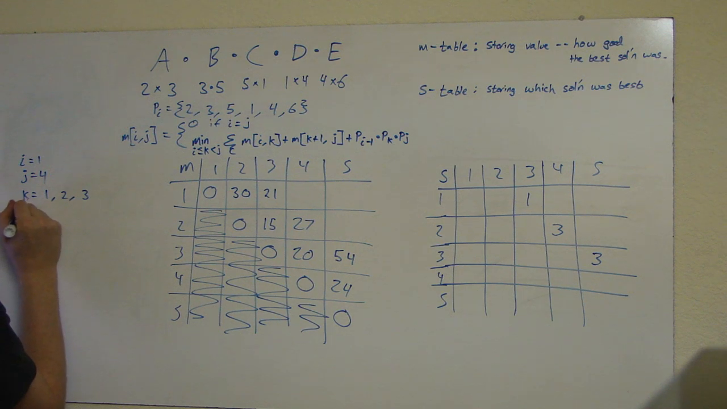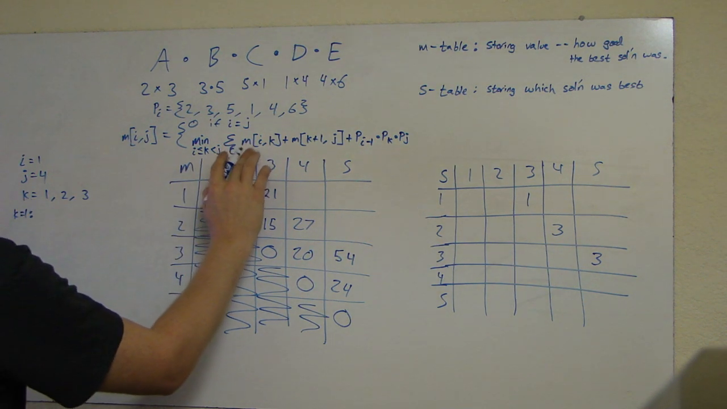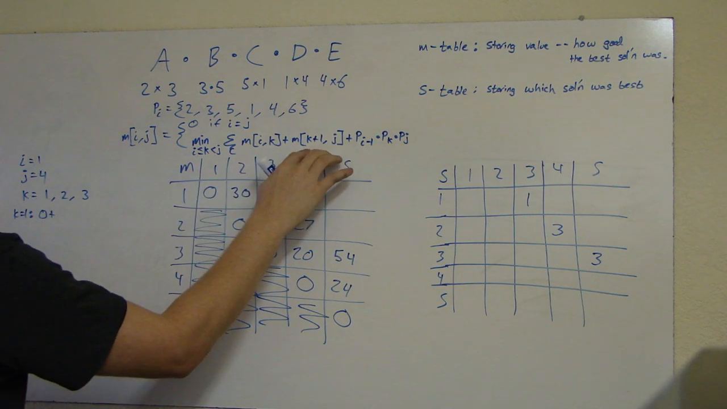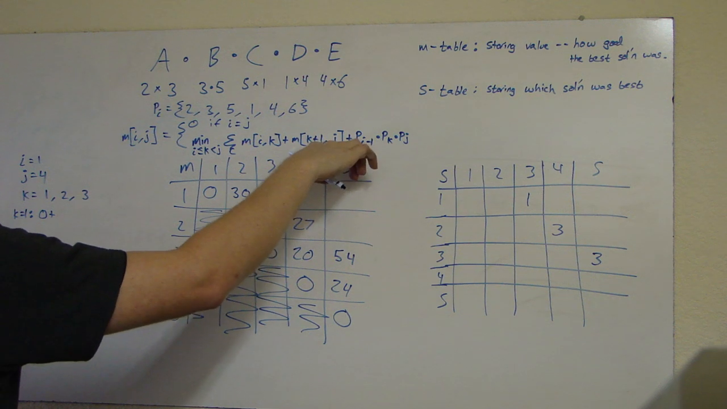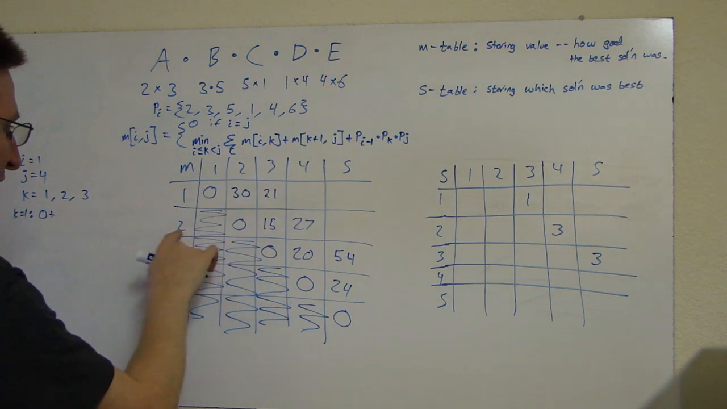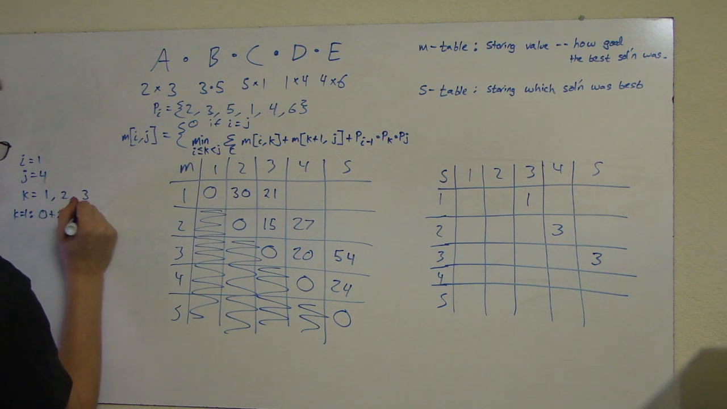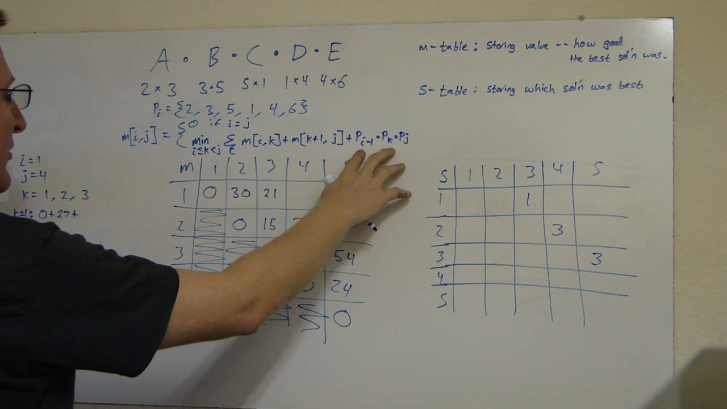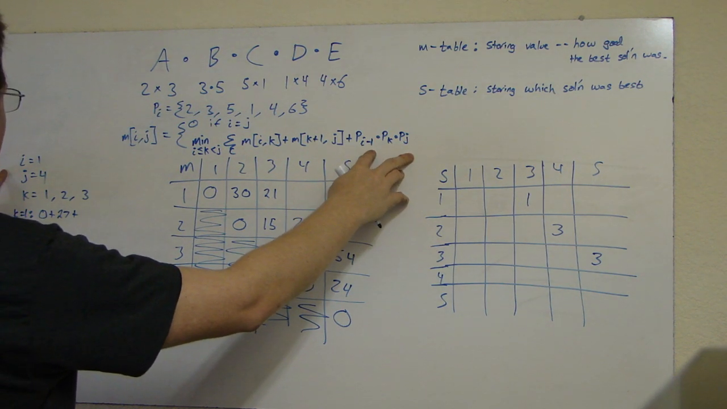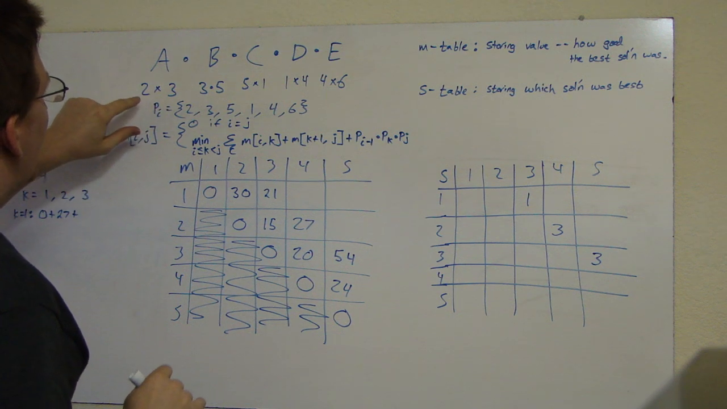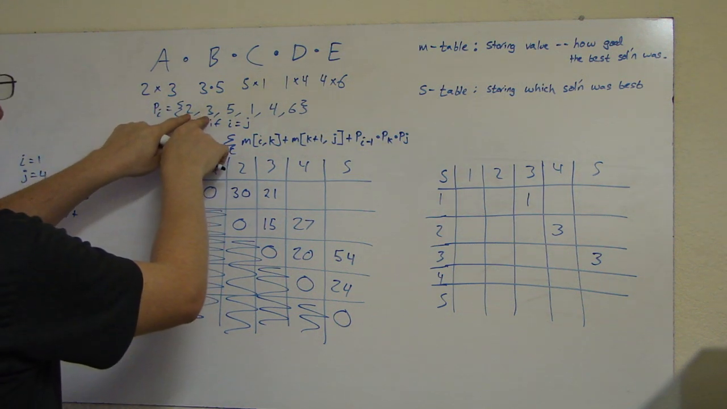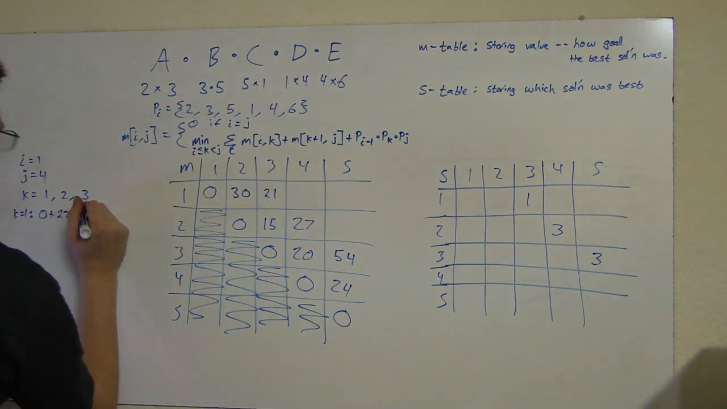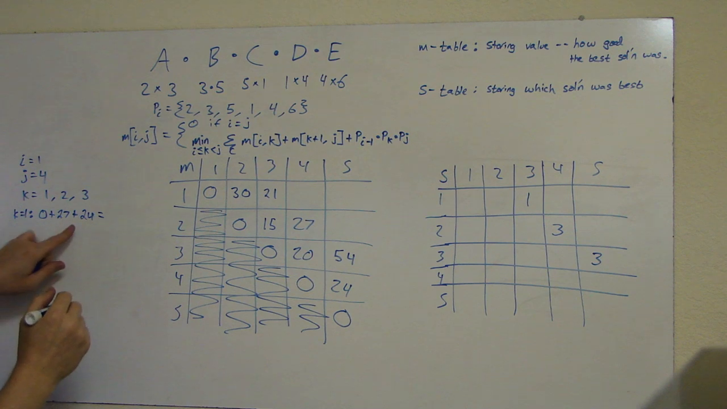If K equals 1, then we have M of 1, 1, which is 0, plus M of 2, 4, which is 27, plus P0 times P1 times P4, which is 2 times 3 times 4, which is 6 times 4 is 24, equals 51.